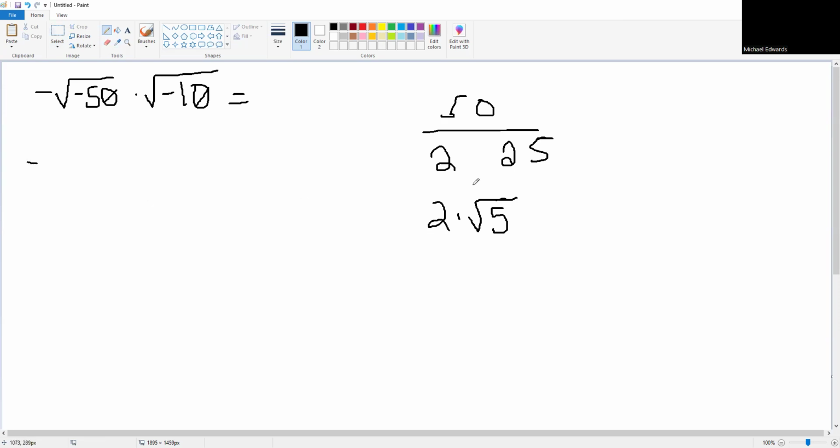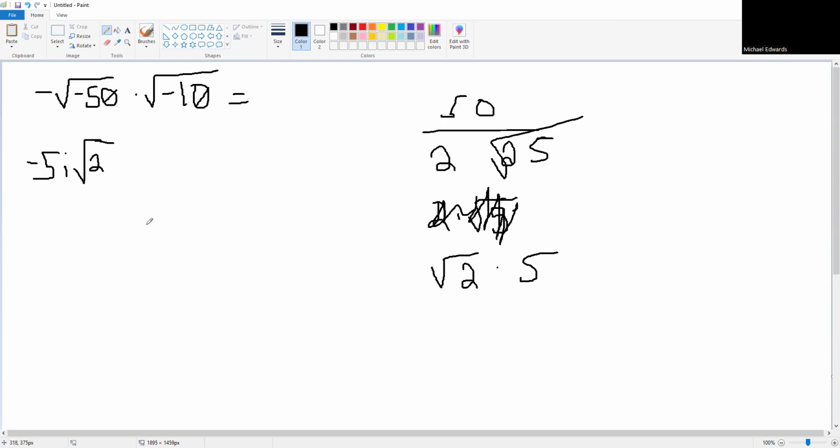I don't know why I wrote it this way. This is all wrong. It's the square root of 2 times 5, because 5 times 5, the square root of 25, is 5. So we're solving it there. So this is actually 5i square root of 2 times, excuse me, i square root of 10. Because 10 breaks into 2 and 5, there's no perfect square, so you can't do anything with it.